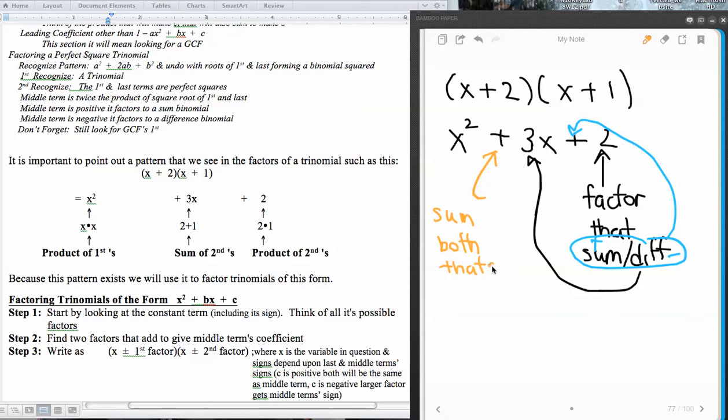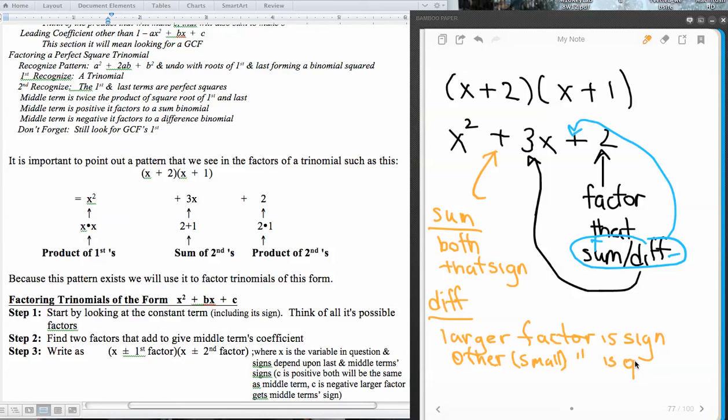This will tell us that if it's a sum, they're both that sign. And if it's a difference, whatever the sign is, the larger factor gets that sign. And the other one is the opposite sign, by the way, and of course that other one would be smaller. So the larger factor gets that sign, and the other factor gets the opposite sign. Okay, so that's what we're going to be looking at.